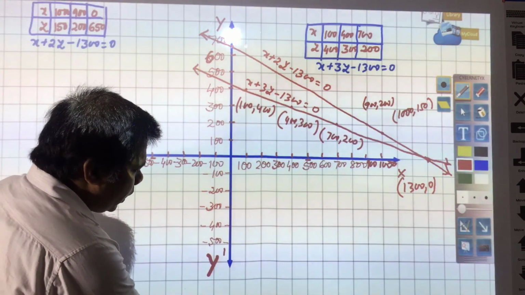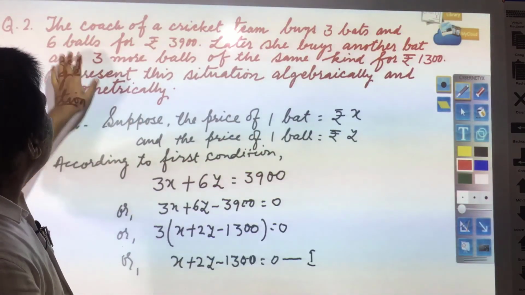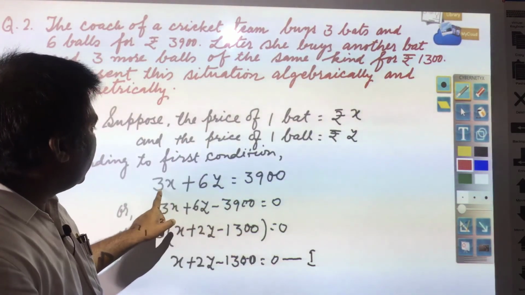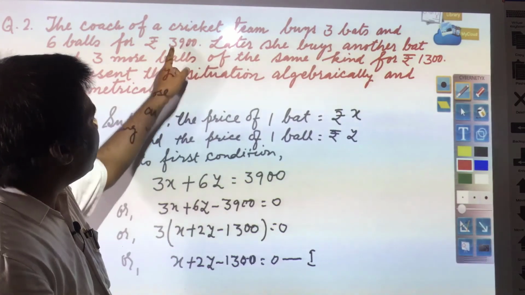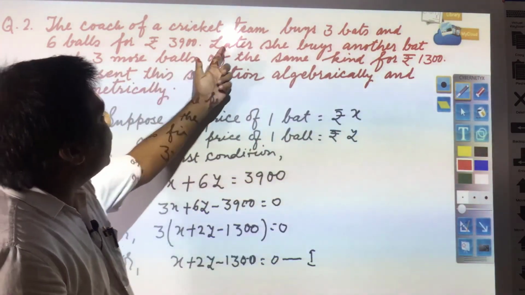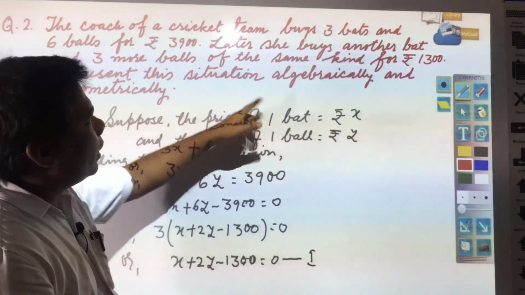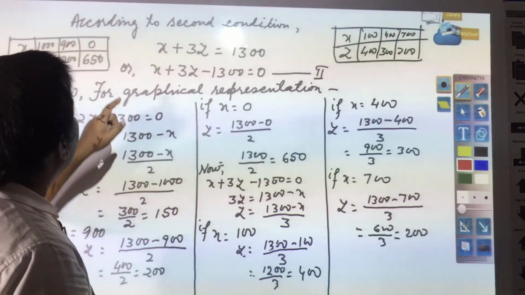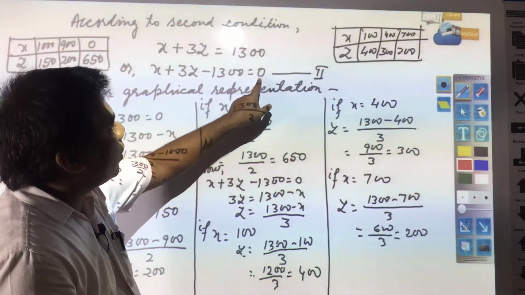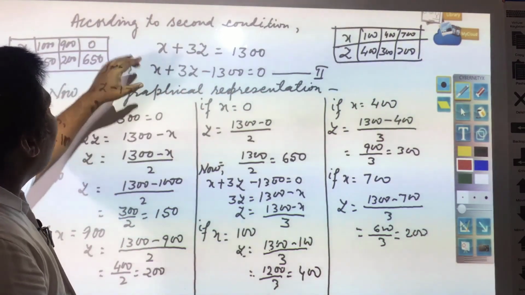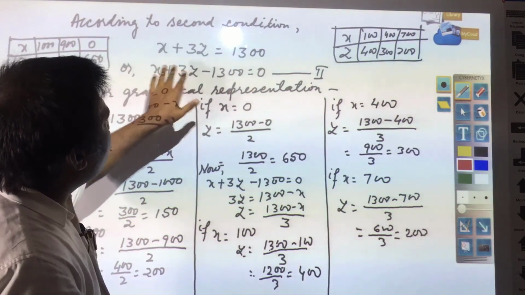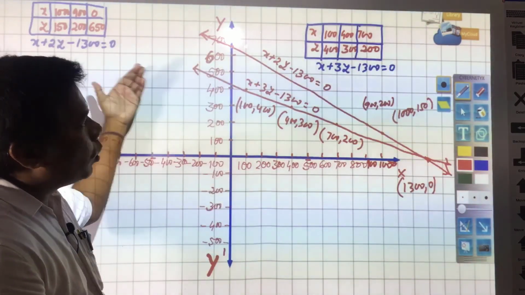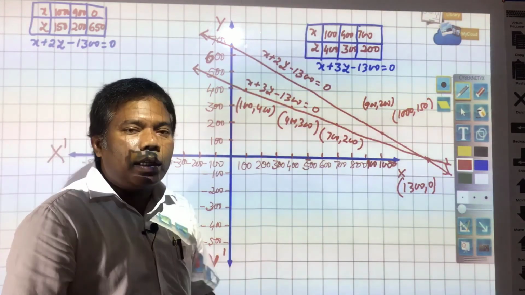Your question again, you see what was there. The coach of a cricket team buys 3 bats and 6 balls, and she paid 3,900. And in the second condition, 1 bat and 3 balls she purchased and paid 1,300. So, the next equation you had x plus 3y minus 1300 is equal to 0. You have shown both the equations algebraically, and in the graph also you have represented both the equations. So, in this way these types of questions are required to be solved.